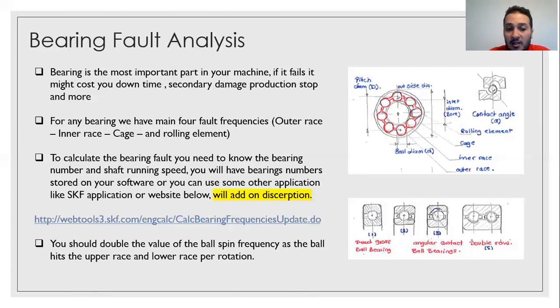Just be careful that you should double the value of the ball spin frequency, as the ball hits the outer race and the inner race. So the value you get for the ball spin frequency, you multiply by two, or you double this value. This will be your starting fault frequency for the ball spin frequency.